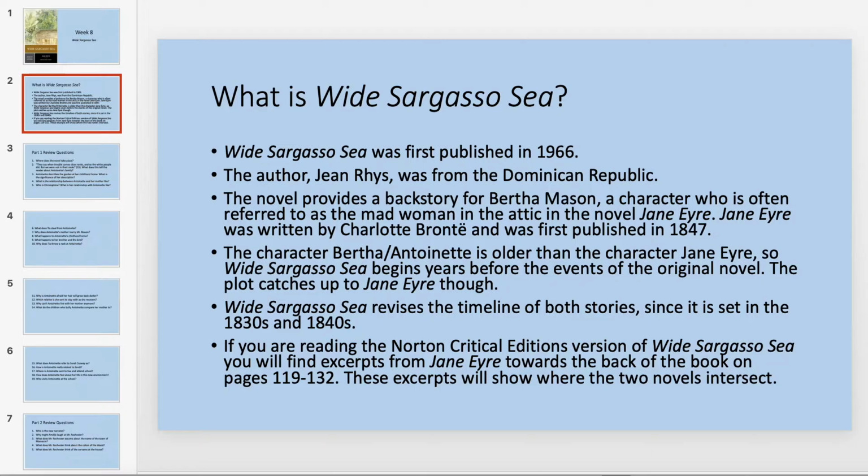So we have an interesting situation where we have an author who writes one book and then generations later, another author comes along and basically says, I don't like what you did with that character. I think she needs more of a backstory. She didn't get the right treatment. Let's give her an origin story in Wide Sargasso Sea. So that's what we have happening here.